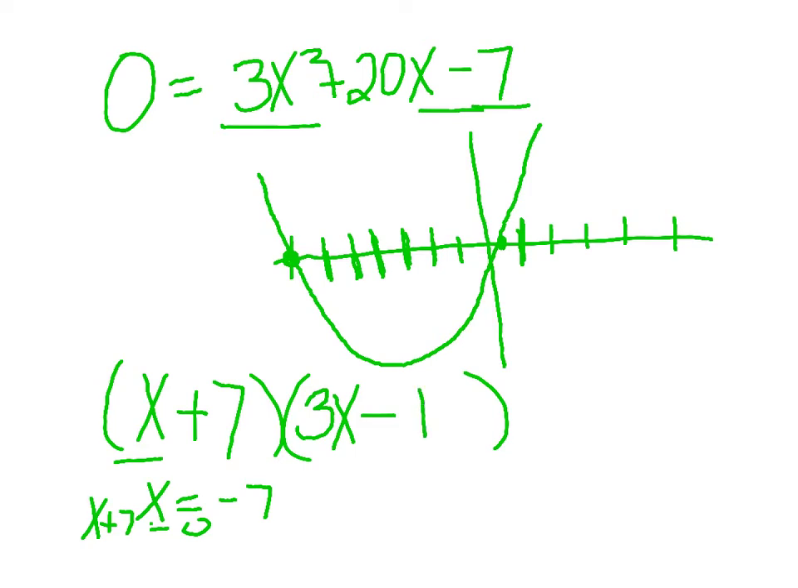7 and 1, which gives us, if we said 3x minus 1 equals 0, and I added 1 to both sides, so 3x equals 1, and divide by 3, so x equals 1/3. That would be that fraction.